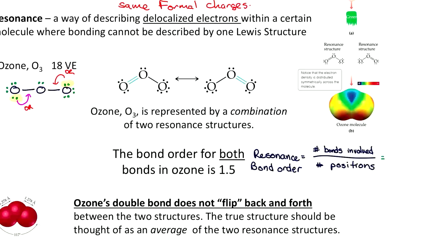So in this case, a double bond and a single bond are swapping places over 2 different positions. So this is 3/2, which is the same thing as 1.5. So this is how we get that 1.5 bond order, that in ozone, the oxygen-oxygen bond is between that of a single bond and a double bond.